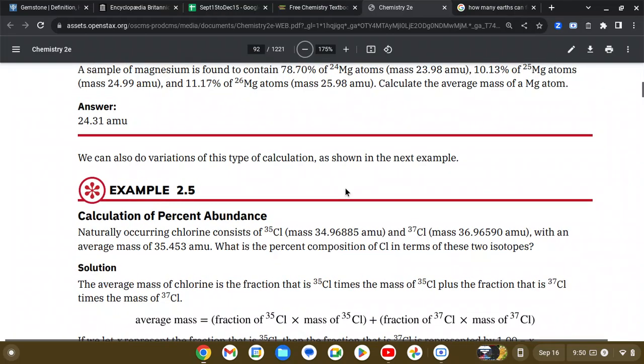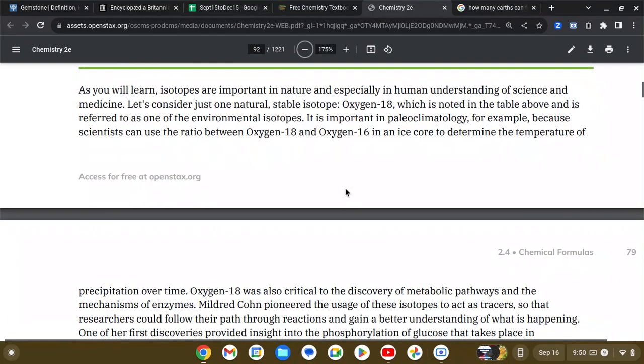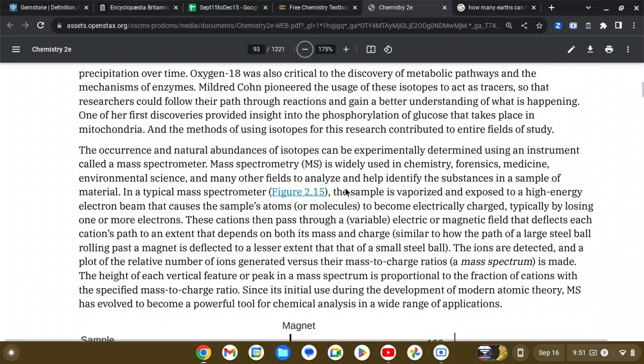We can also do variations of this type of calculation, as shown in the next example. As you will learn, isotopes are important in nature and especially in human understanding of science and medicine. Let's consider just one natural stable isotope, oxygen-18, which is noted in the table above and is referred to as one of the environmental isotopes. It is important in paleoclimatology, for example, because scientists can use the ratio between oxygen-18 and oxygen-16 in an ice core to determine the temperature of precipitation over time. Oxygen-18 was also critical to the discovery of metabolic pathways and the mechanisms of enzymes.